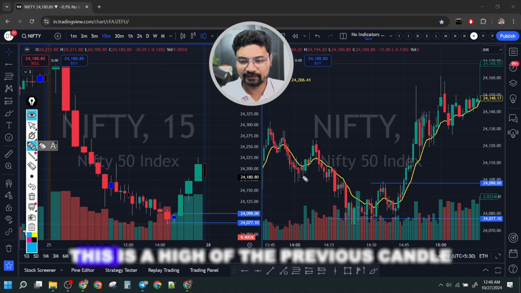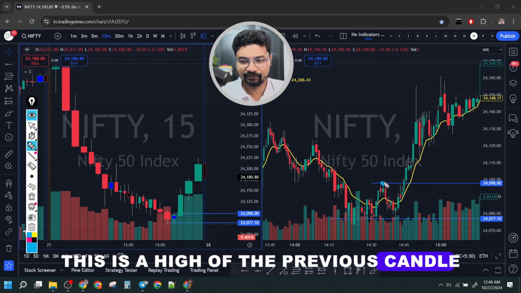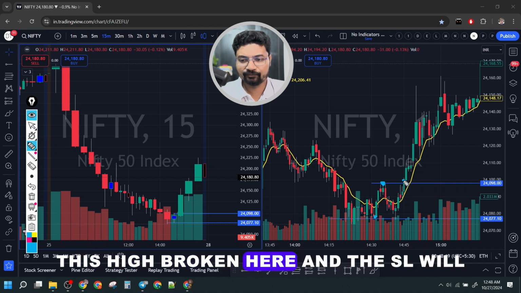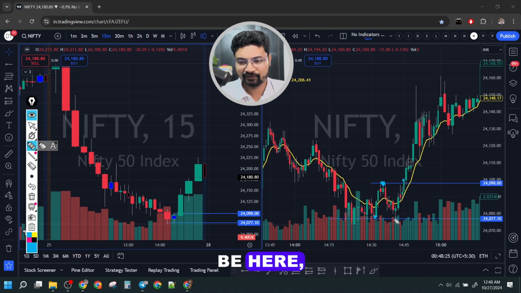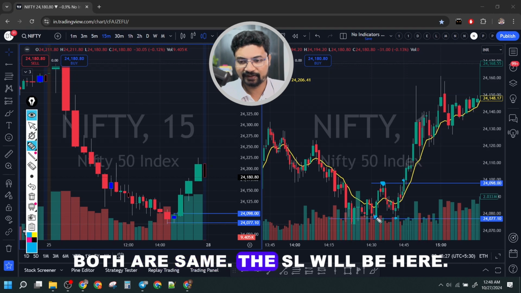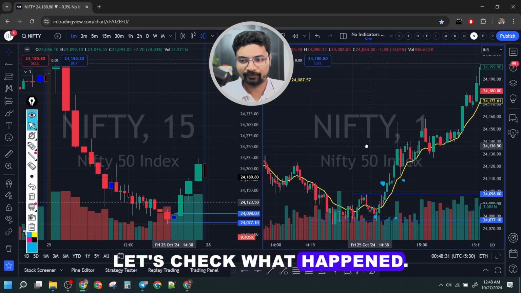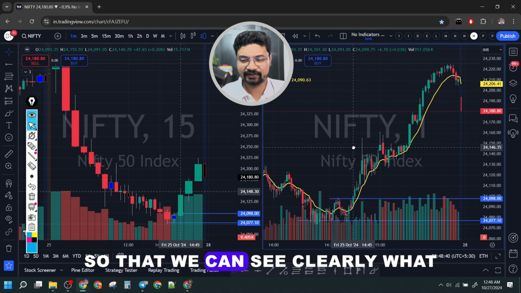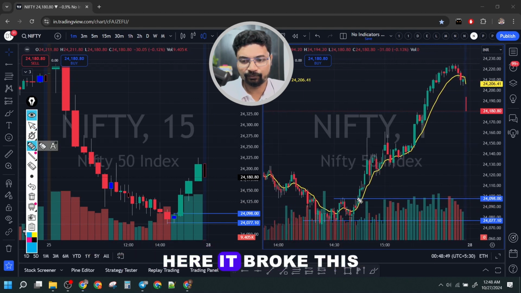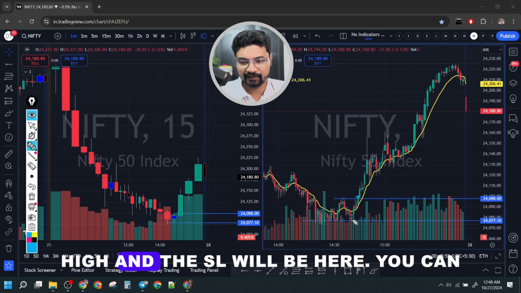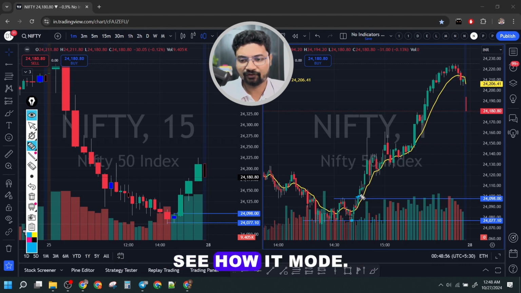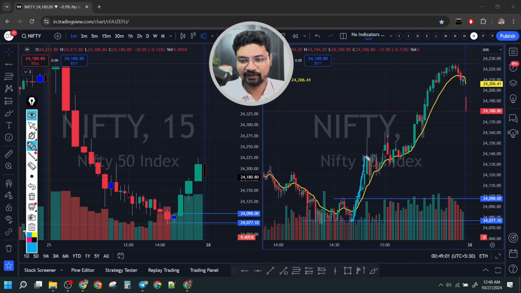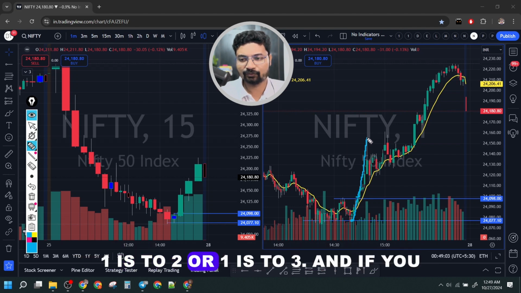Let's check. This is the high of the previous candle, and this is the low of the previous candle. This high is broken here, and the SL will be here or here. Both are the same. The SL will be here. Let's check what happened. Let me zoom out in this chart so that we can see clearly what happened. Here it broke this high, and the SL will be here. You can see how it moved. This is the SL point, and the target is, it achieved almost 1:2 or 1:3.